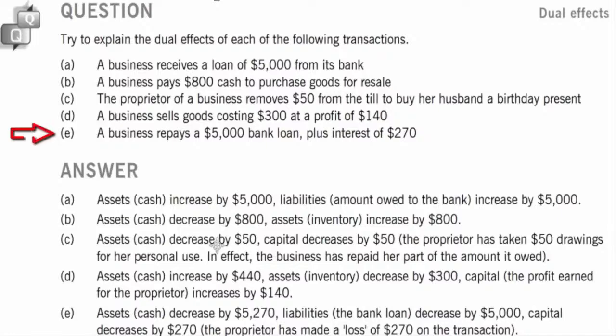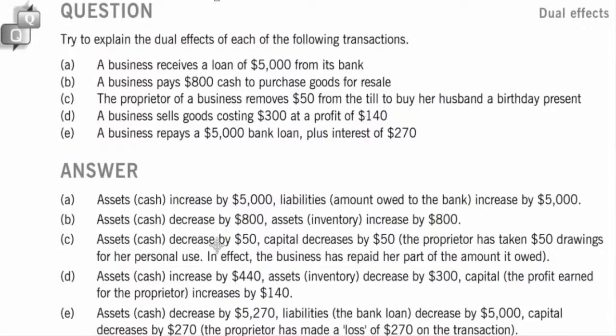Transaction E. The business repays a $5,000 bank loan plus interest of $270. In this final transaction, the business is paying back the bank loan in full plus an additional $270 in interest. This affects cash, liabilities, and capital. Here's the breakdown. 1. Assets: cash decreases by $5,270 because this is the total amount being paid out, $5,000 for the loan plus $270 for interest.